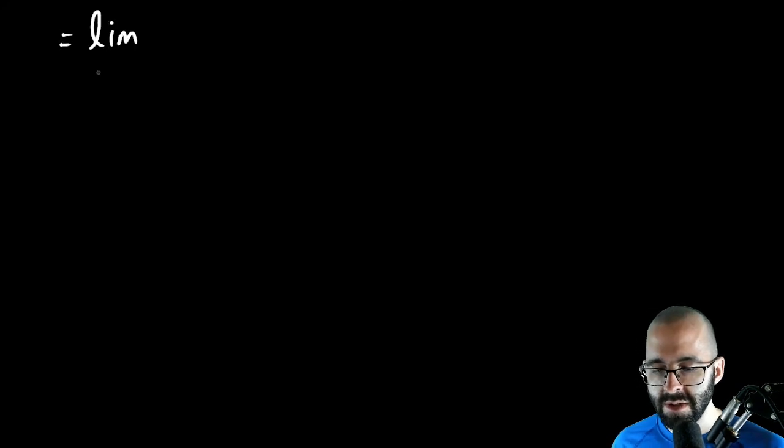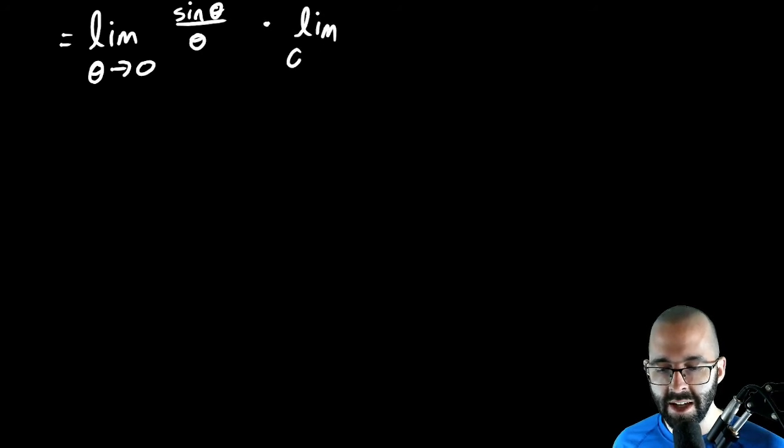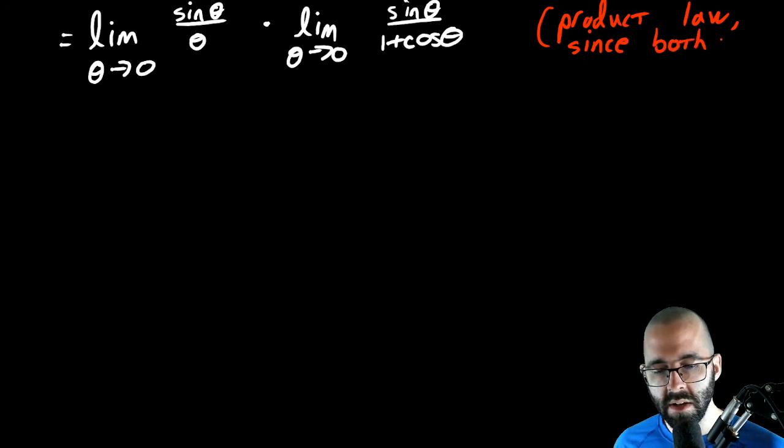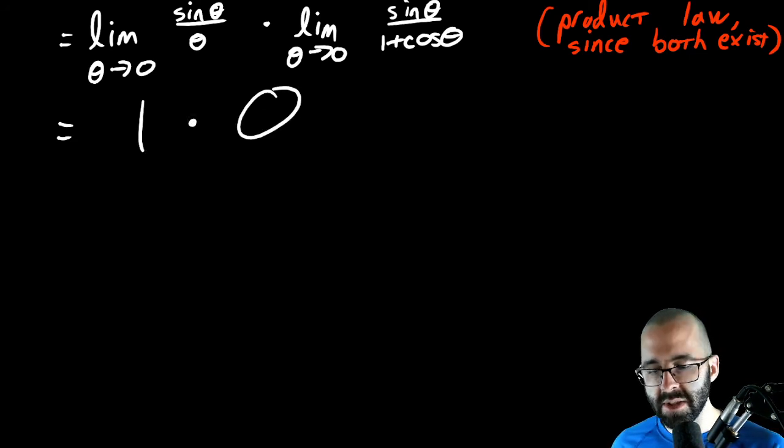So this is equal to the limit as theta goes to 0 of sine theta over theta, times the limit as theta goes to 0 of sine of theta over 1 plus cosine of theta. Again, this is the product law, since both exist. This first one is equal to 1 from that property. The second one is equal to 0 by direct substitution.